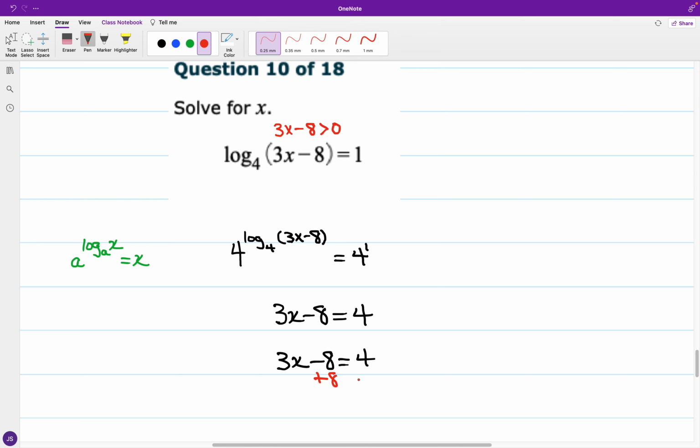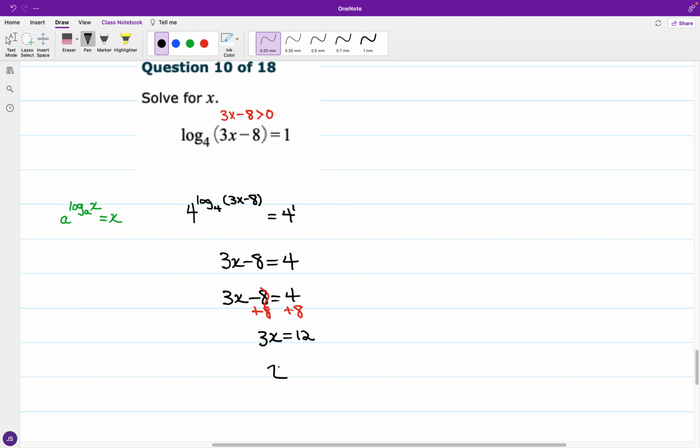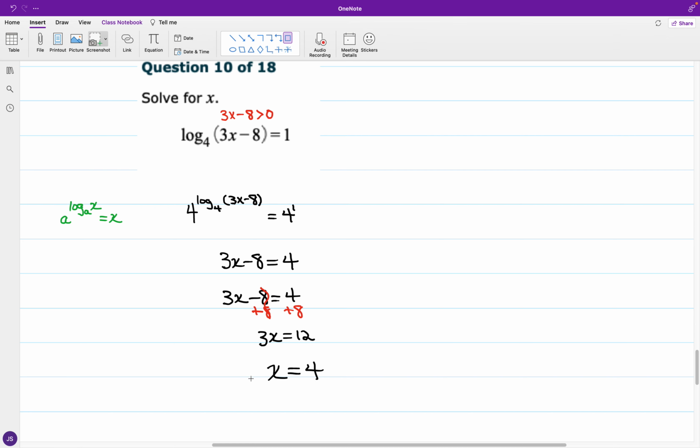Upon adding 8 to both sides, we have that 3x is equal to 12. And with division by 3, we're going to come out to x is equal to 4. And we can go back and check. With x at 4, 3 times 4 is 12, 12 minus 8 is 4, 4 is greater than 0, so 4 does check out.